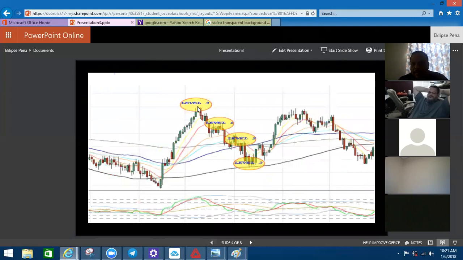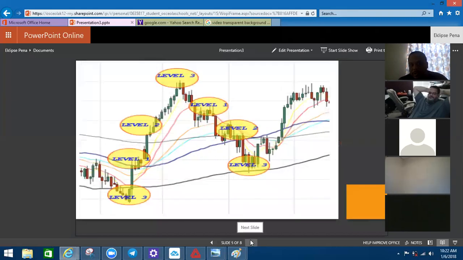Like on this one, this is a level 3. So we wait for level 1, level 2, level 3. Here, level 1, consolidation, level 2, consolidation, retracement, level 3. And then it went level 1, level 2, level 3. It's difficult to see right now, but believe me, the more you do the markups, the more you do the homeworks, it'll be easier to see.